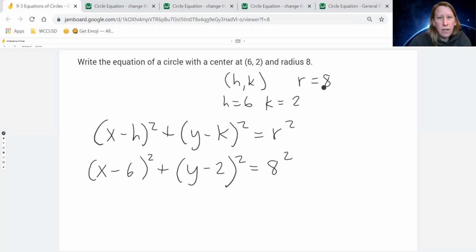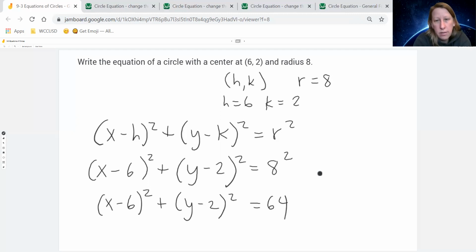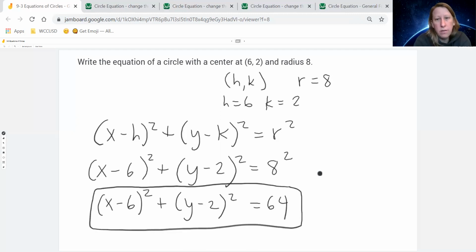You could leave it like that, but this we usually evaluate because I know what 8 squared is. So I'm going to do one more step here. The best equation for this circle with a center at 6, 2 and a radius of 8 looks like this. This is your best answer. You just wrote the equation of a circle. How cool is that?